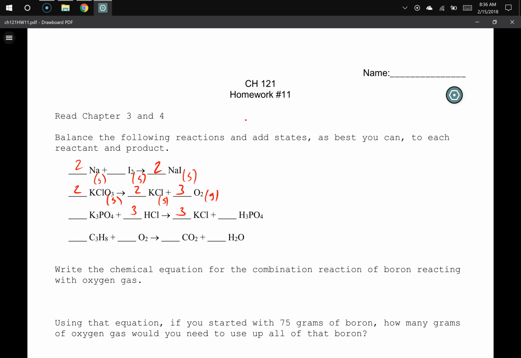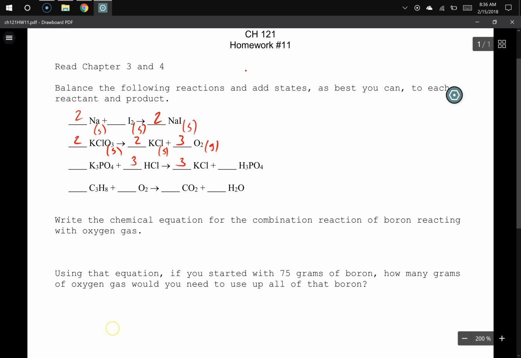All right, states, what do we got? Come on, this is the third one in a row. It's a solid. Why? It's an ionic compound. It's metal, potassium, with an ionic polyatomic ion, phosphate, so that's a salt. So that's a solid. The next one?